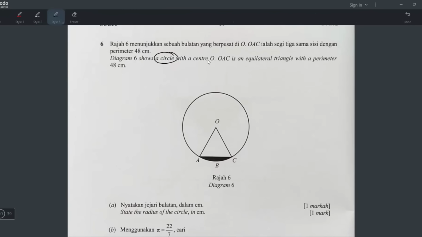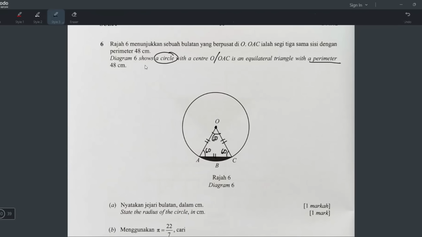Diagram 6 shows a circle with center O. Alright, so this is the center. OAC is an equilateral triangle with a perimeter 48. So OAC is this triangle and it's equilateral. Equilateral means all three sides same length. So if all three sides same length, the three angles will be same size also. And for triangle, the sum of all three angles is 180. So you can take 180 divide 3, you get 60, 60, 60 lah, right?